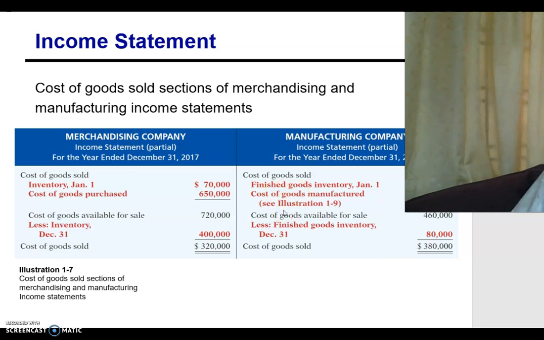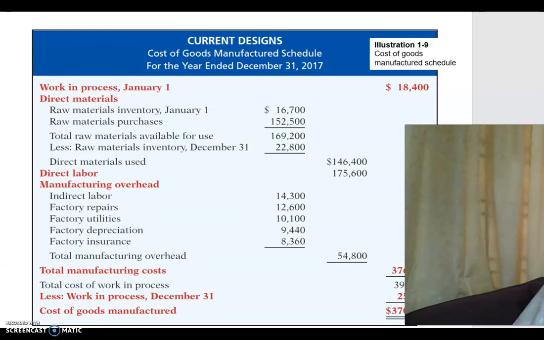Don't worry too much about the income statement and the COGS. It's just enough for you to get some idea on how to prepare the income statement, and it's basically to look at how much your cost of goods sold is, right? Okay, so hopefully you have a better understanding of the cost of goods manufactured and the cost of goods sold.